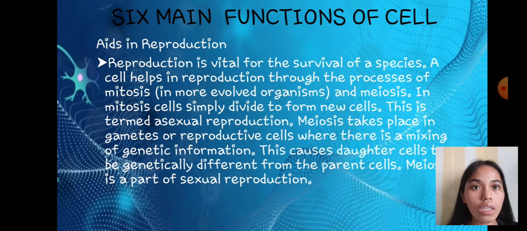Next is aids in reproduction. Reproduction is vital for the survival of species. A cell helps in reproduction through the process of mitosis and meiosis. In mitosis, cells simply divide to form new cells. This is termed asexual reproduction. Meiosis takes place in gametes or reproductive cells, where there is a mixing of genetic information. This causes daughter cells to be genetically different from the parent cells. Meiosis is a part of sexual reproduction.